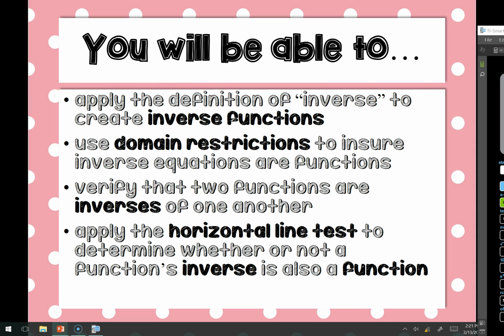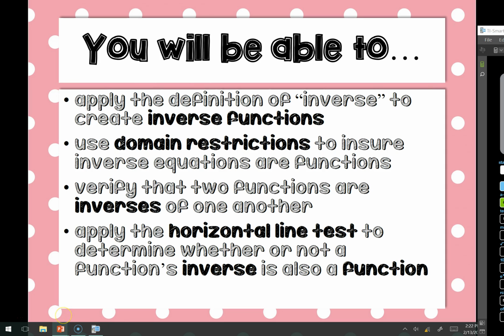And then last, we're going to apply the horizontal line test so that if you have a graph of a function, you can use just that graph to tell both whether the function is a function, and also if the inverse of that graph is a function.